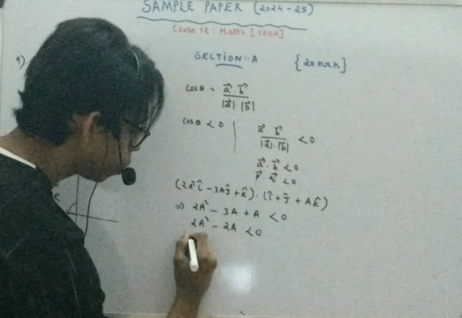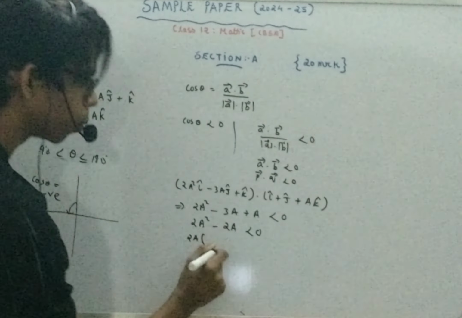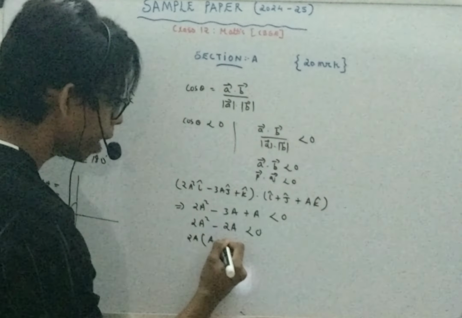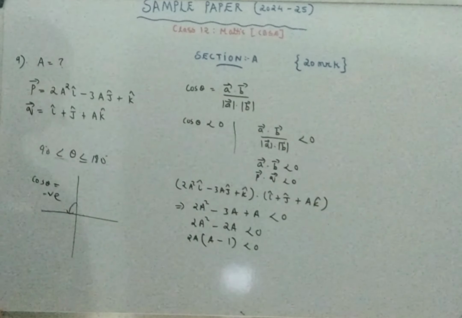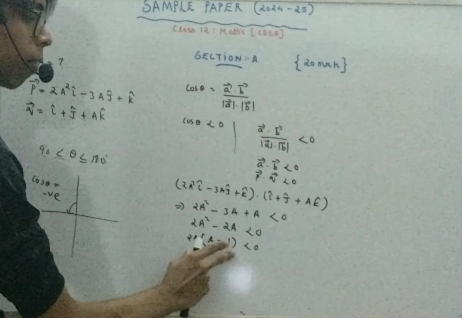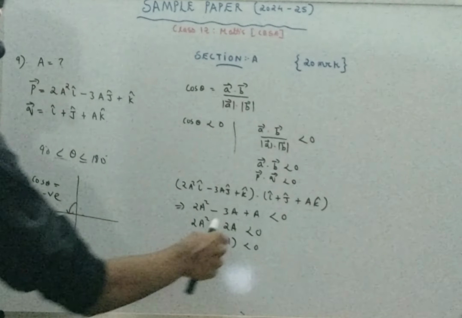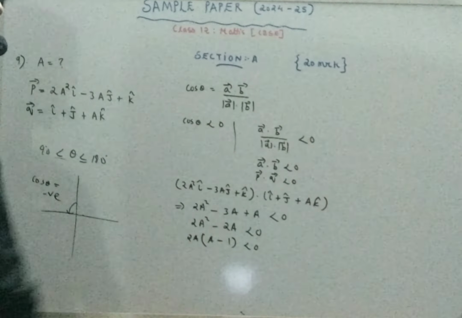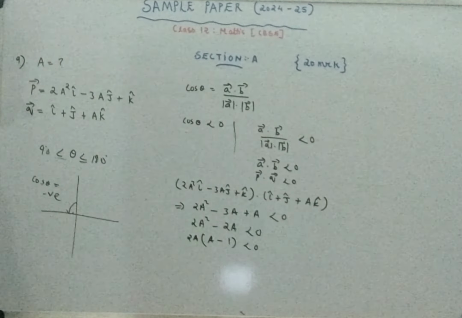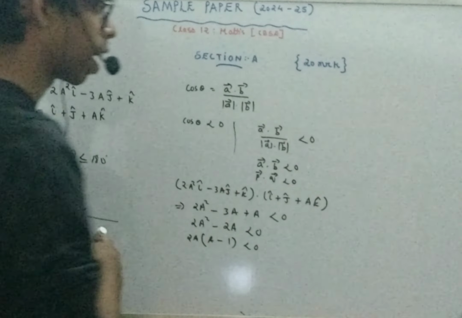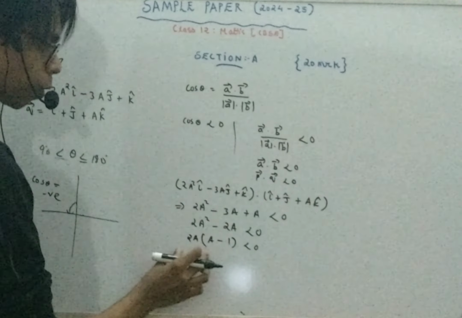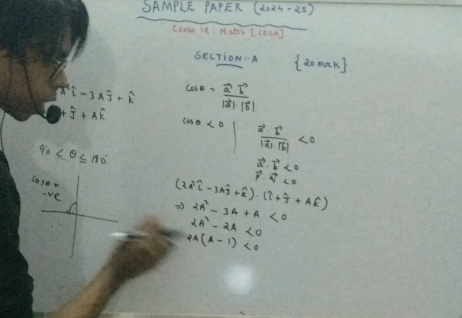Take 2a common, isn't it? So 2a, here we will be getting a minus 1, less than 0, isn't it? Now if you see over here, we have got an inequality which is less than 0. Now if you remember the wavy curve method that we have learned in the application of derivatives chapter, when we did maxima, minima, strictly increasing, decreasing and all. So first of all, the first function is 2a.